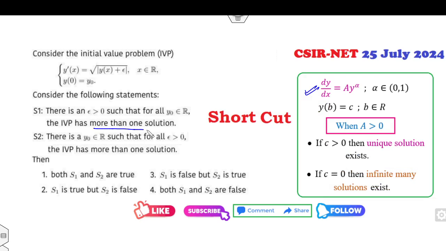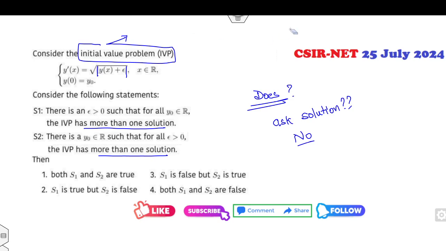Now, more than one solution means infinitely many solutions. This will happen only when, according to this case, y0 is 0. When y0 is 0, you have infinitely many solutions, and whenever y0 is greater than 0, you have a unique solution, provided alpha is half, but in this case it's a modulus. So this question is related to this one, but how can you transform it? Now you can see the approach.